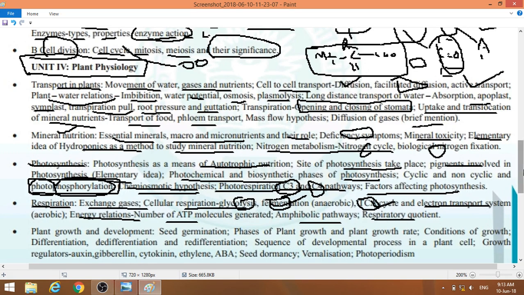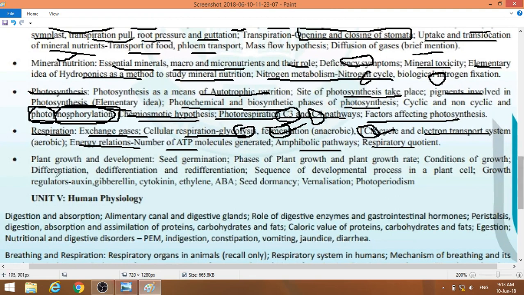is calculated. Then plant growth and movement, that is plant growth and development, seed germination, phases of plant growth, growth rate, conditions of growth, differentiation, de-differentiation, and redifferentiation, sequence of developmental process in a plant cell, growth regulators.